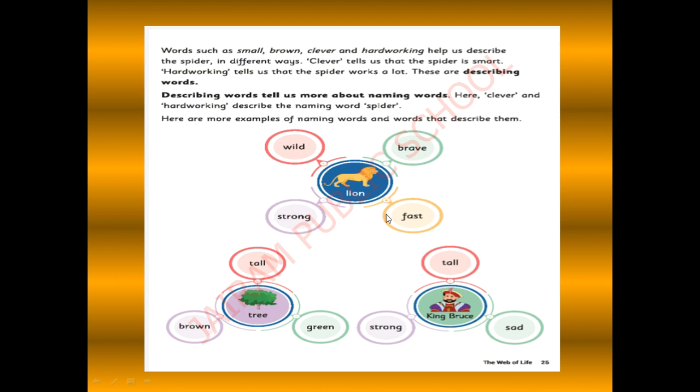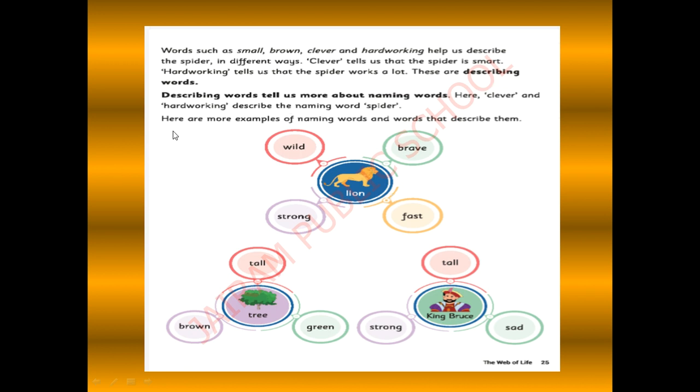Now take page number 25. Turn to page 25. These are describing words. Okay, listen, keep your finger here. Describing words tell us more about naming words. Naming words, in the sense of the name of a person, name of a thing, name of a place, name of an animal, are called naming words. So describing words tell more about naming words.